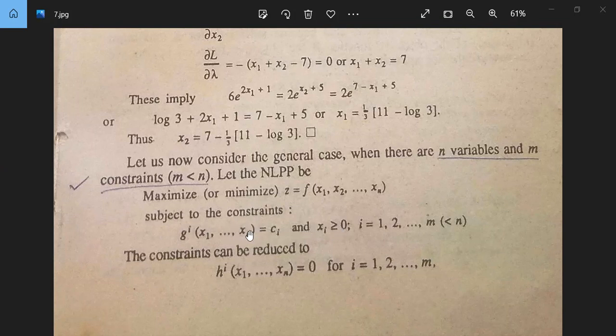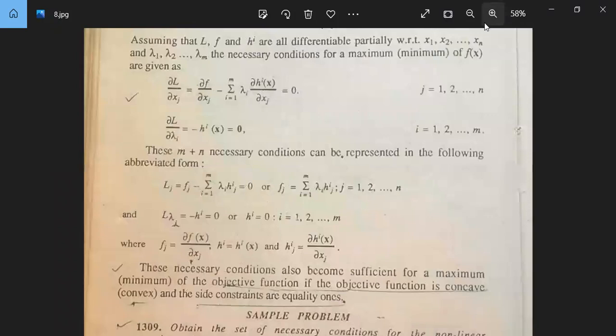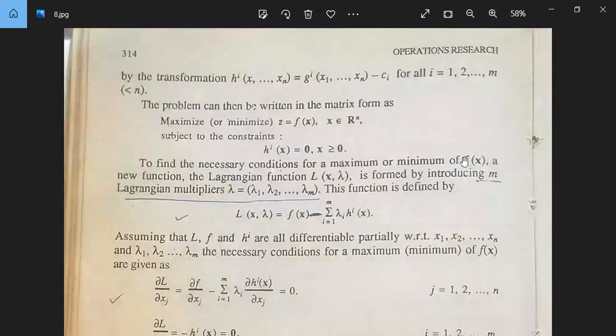यहाँ पर इक्वालिटी कांस्टेंट है, i is varying from 1 to m and it is less than n. The constraints can be reduced to hi(x1, x2, so on xn) is equal to 0 for i is equal to 1 to so on m, where this hi is gi minus ci. जैसे हम लोग पहले किए थे, by the transformation hi is equal to gi minus ci for all i.